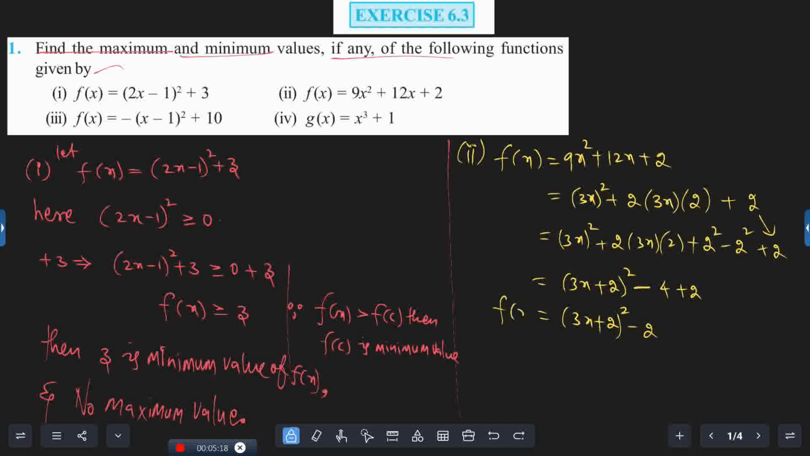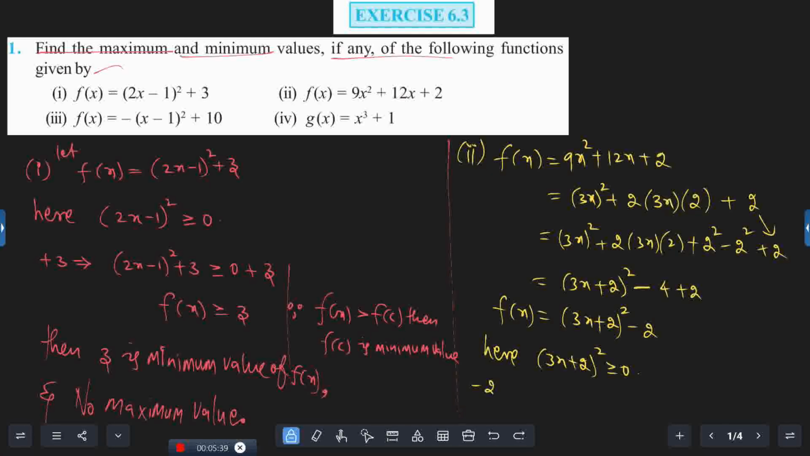This is f of x. F of x I converted into like this. Have you noticed it? You can do like a first question now. So here, what is that? (3x plus 2) whole square is greater than or equal to 0.